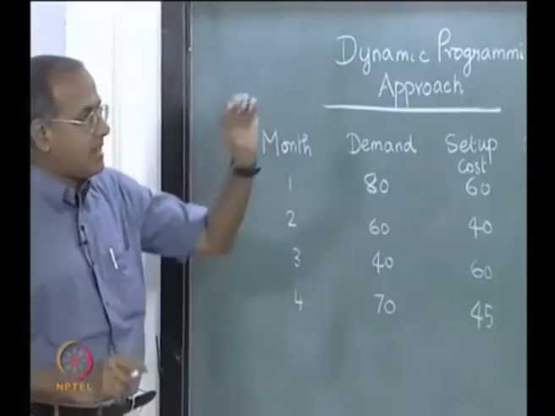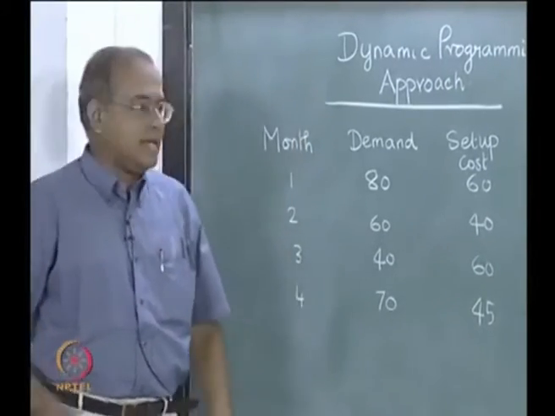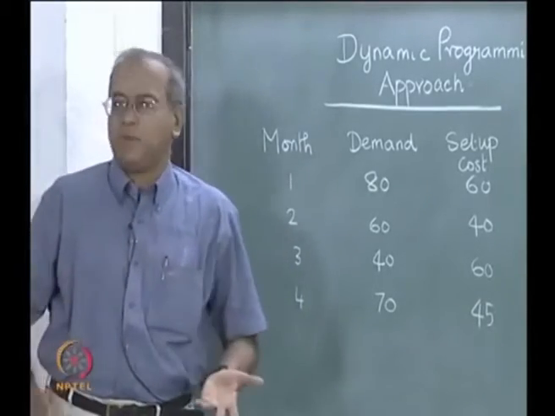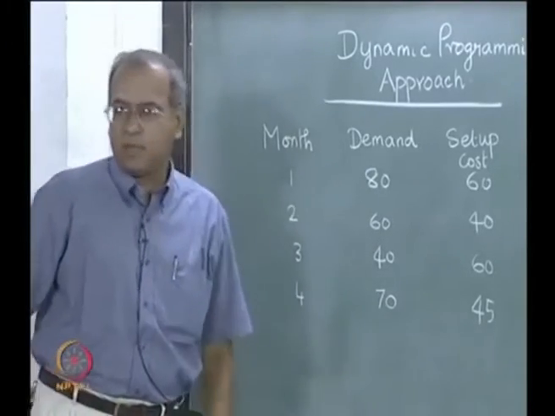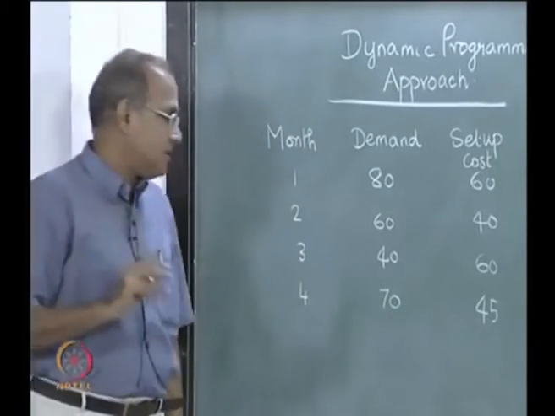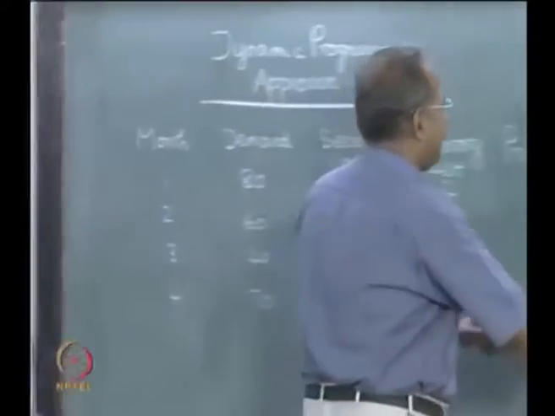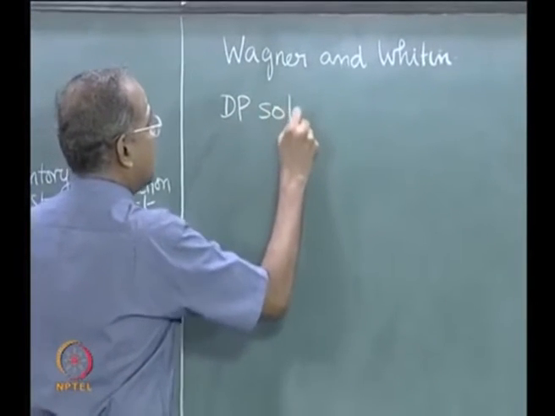The moment we accept and use these two results that came from Wagner and Whitin, the dynamic programming solution to this problem becomes extremely simple. Now, we will look at how to solve this using dynamic programming under the assumption that back ordering is not allowed. So, let us go back and use the DP solution, dynamic programming solution.